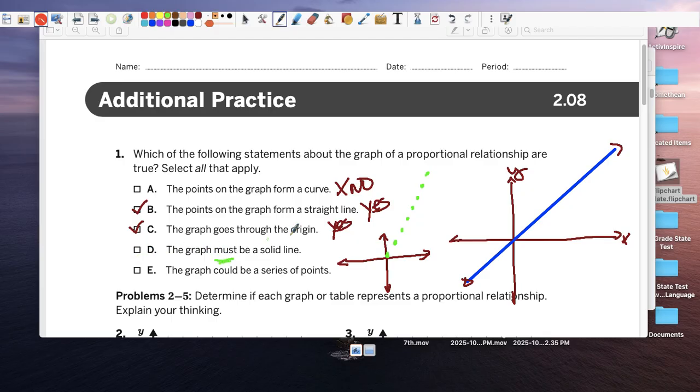No, that's not true. Sometimes it is, sometimes it isn't. The graph could be a series of points. Oh, definitely. Look at that. I just did that. I didn't even read it.